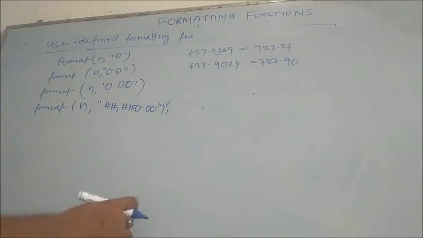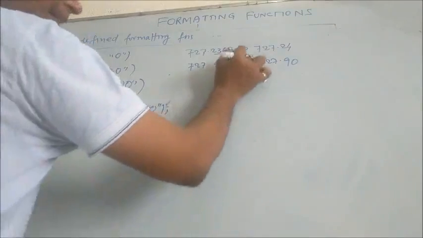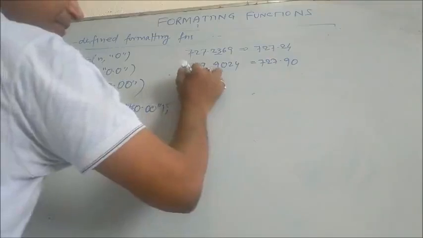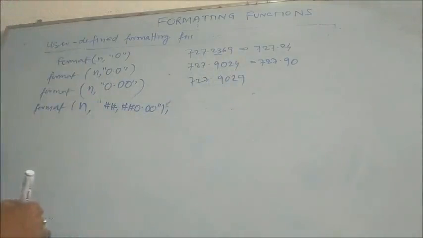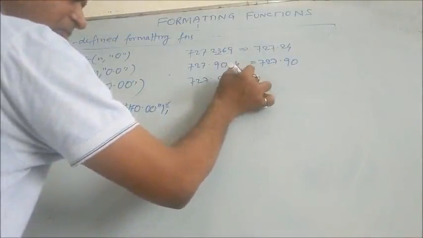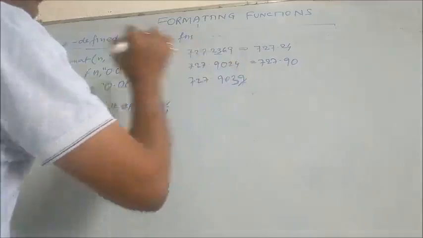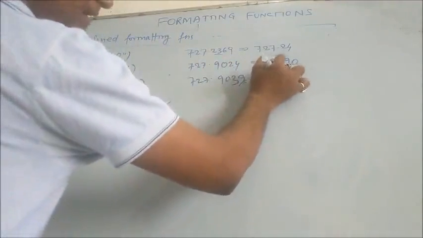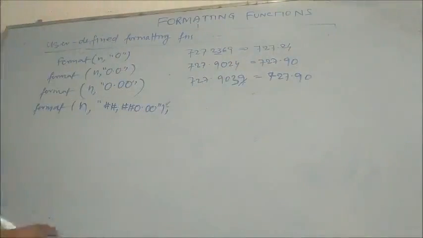Okay, just take one more example. Suppose it is 727.9029. Okay, 29. So in this case also, what is going to happen? The 9 will be rounded up, so 2 will become 3. But 3 cannot round up 0. So ultimately the answer we will get is 727.90. Right? So I do hope that it is very much clear to you.